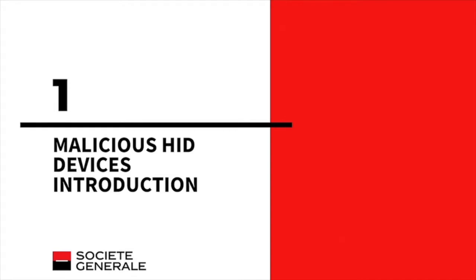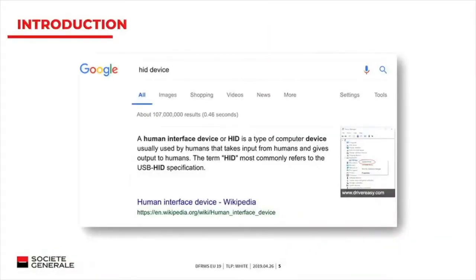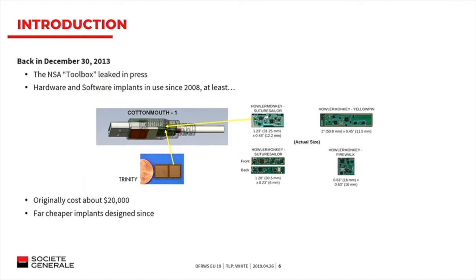So, first things first. What is an HID device? HID stands for Human Interface Devices, and basically it's a device that takes input from a user, and you know them as a keyboard or mouse. This device can be subverted to be malicious. If you remember, 6 years ago, the NSA toolbox leaked in the press.